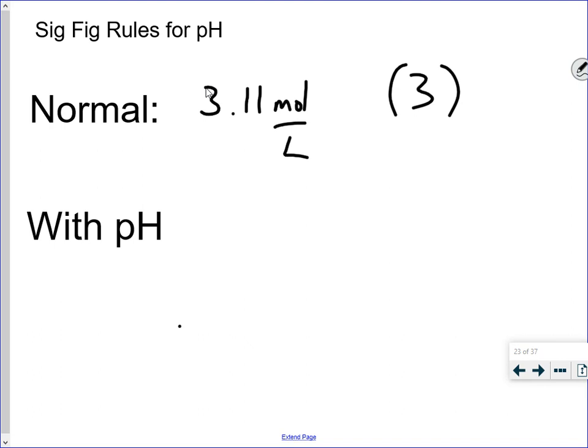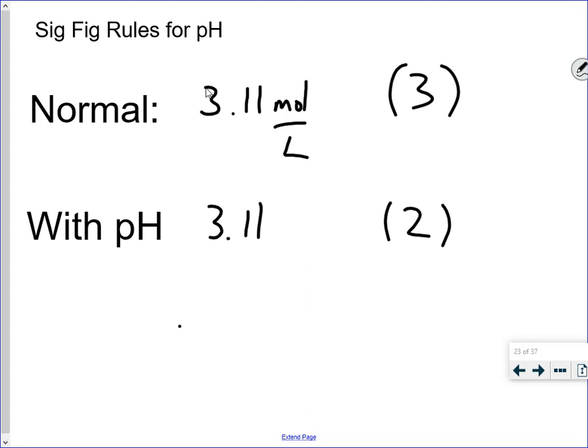So there's 3 sig figs right there. If you had a pH of 3.11, this is where the anger comes, and you're just going to have to rage silently at home. This has only 2 sig figs. I pause for effect while you shout it at your computer screen.